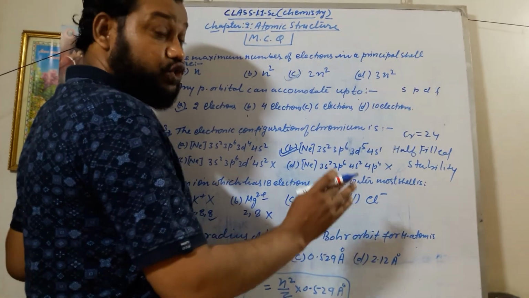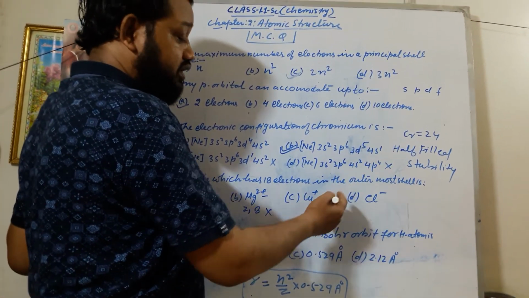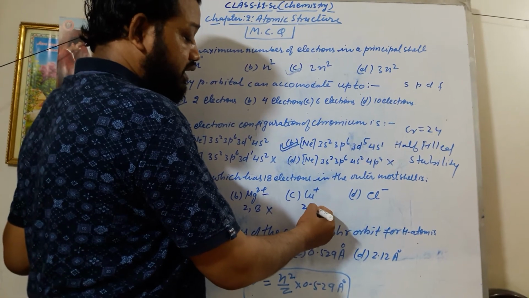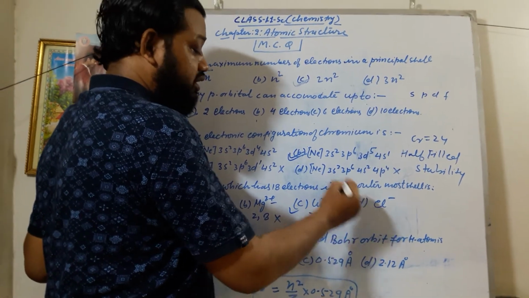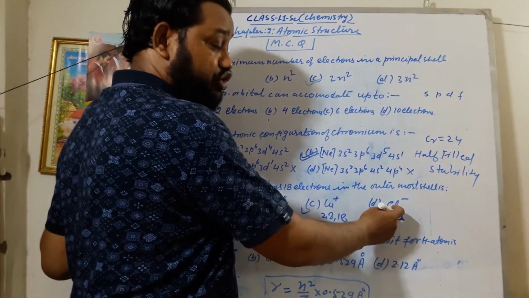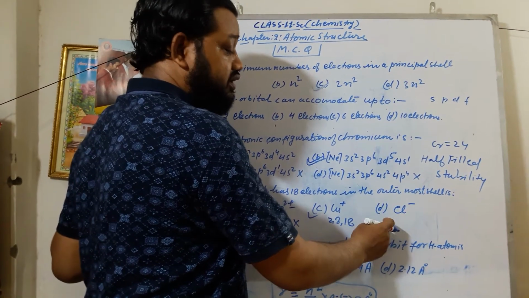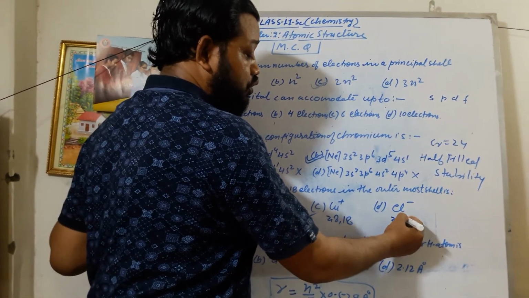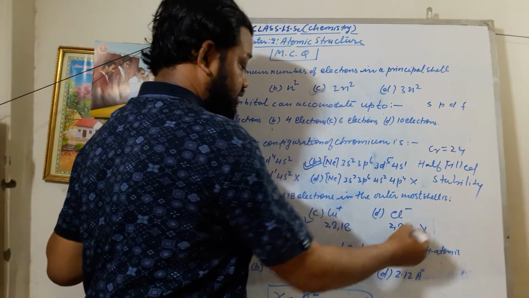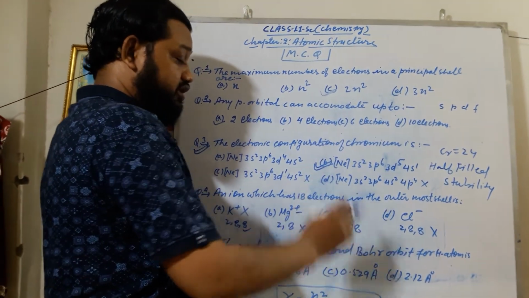Copper, atomic number 29. After removal of 1 electron, it will be 28: 2, 8 and 18. It will be the right answer. Chlorine, atomic number 17. After gain of 1 electron, it becomes 18: 2, 8 and 8. Again it is wrong. Your answer will be copper plus.